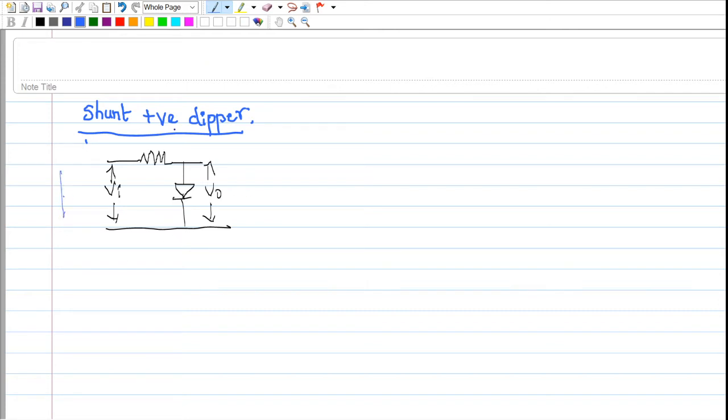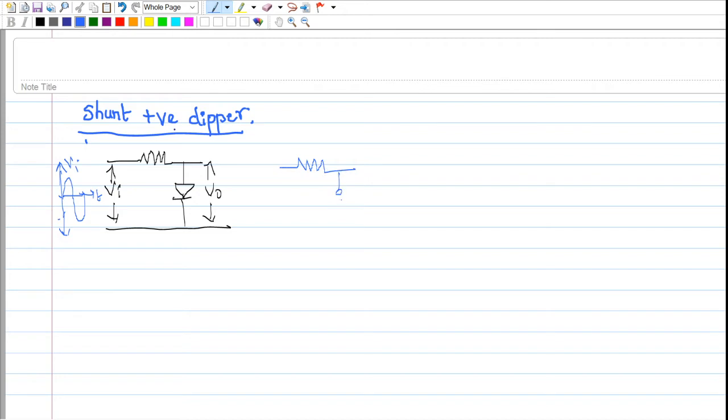So here I am applying the sinusoidal signal. This is the input signal, sinusoidal signal. From this signal, when I am applying the positive half cycle, what happened? So this is the positive half cycle. When I am applying the positive half cycle, the diode is conducting, so it acts as a short circuit.